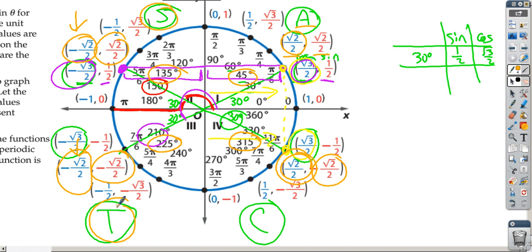I would recommend printing off a blank unit circle. You can Google blank unit circle and just try to practice filling it in. It's not so hard to do with a little bit of practice.